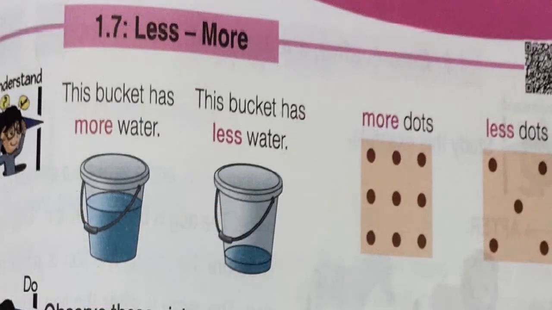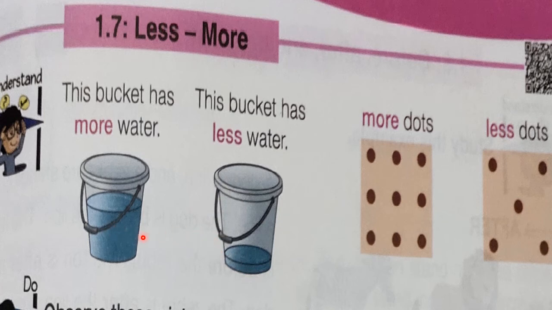Next, we are going to see less or more. What do you mean by less or more? See here, children. This bucket has more water. See here. Which has more in these two buckets? This one. There is more water in this bucket, and this bucket has less water. This is more, and this is less.